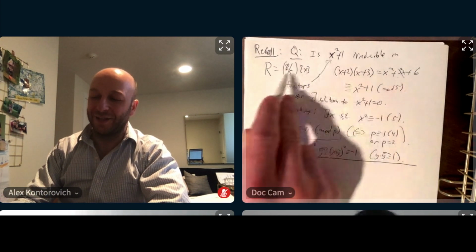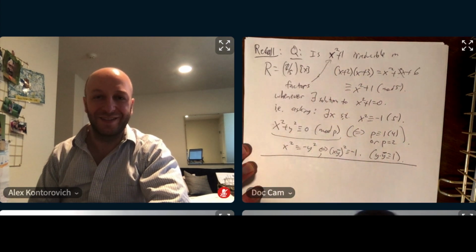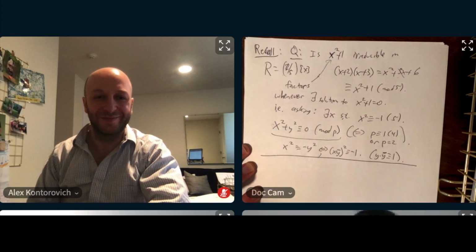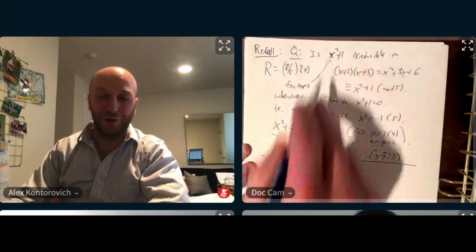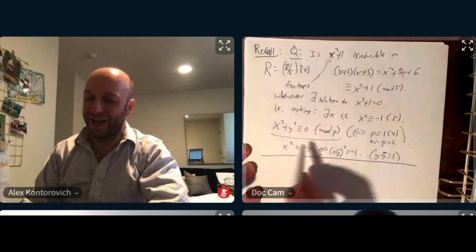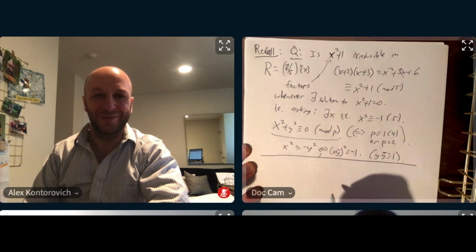And then, what will happen in the ring Z mod 7 instead of Z mod 5? Will this polynomial be irreducible? Right, 7 is 3 mod 4, so this polynomial will remain irreducible. There is no solution to x squared is congruent to negative 1 mod 7, because 7 is 3 mod 4, and not 1 mod 4.